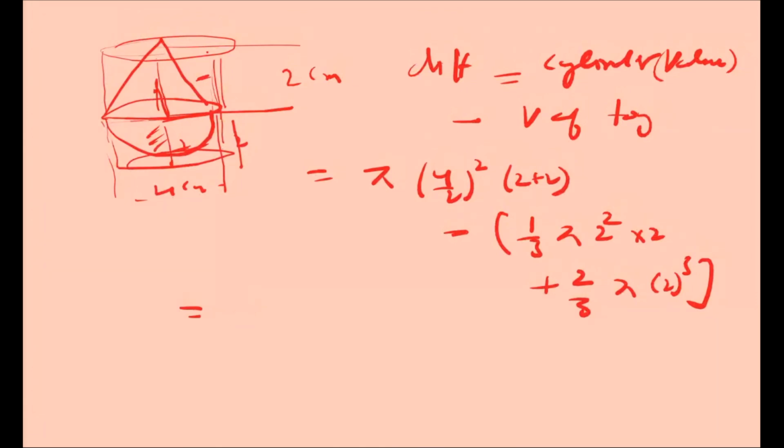So using the value of pi equal to 3.14, you can calculate after taking the common terms. It will be 20.512 centimeter cube. So you have to understand the topic first, then do the questions.